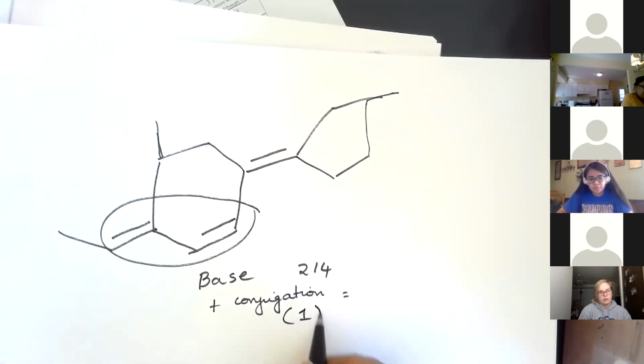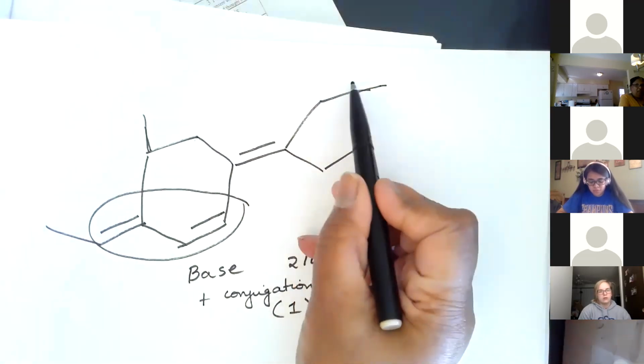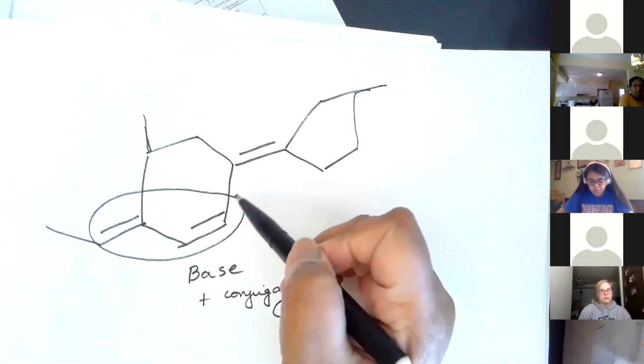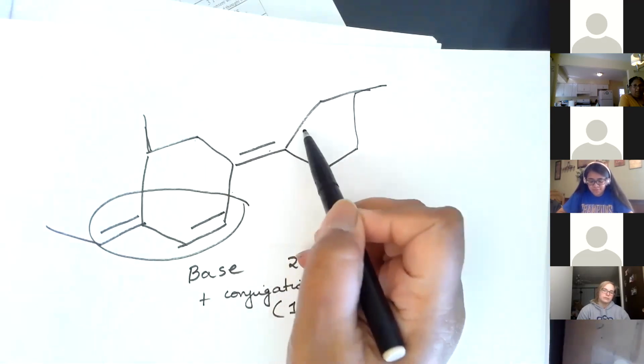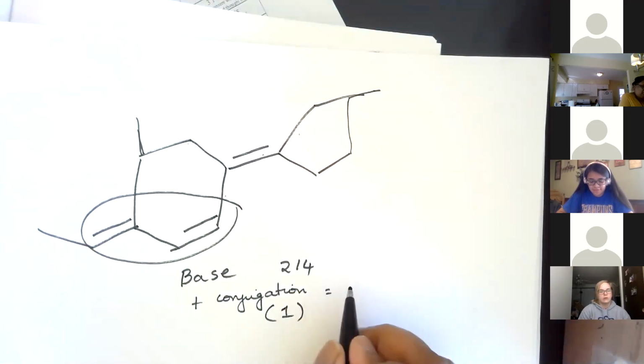1. Okay, one extra double bond. If I had another one here, then I would have to add another 30. Because you see, alternate single, double, single, if I had a double there, that would be 2 times 30.